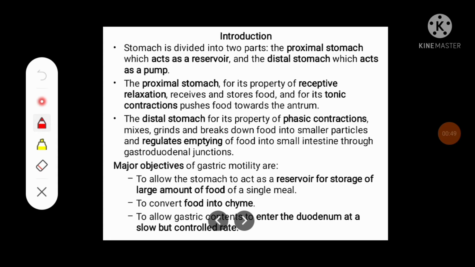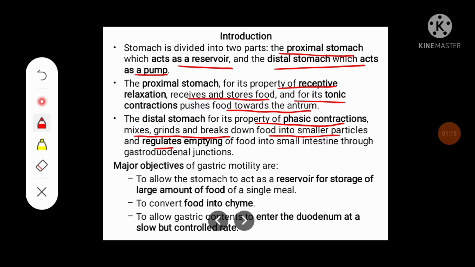Stomach is divided into two parts, the proximal part which acts as a reservoir and the distal part which acts as a pump. The proximal stomach, for its property of receptive relaxation, receives and stores food, and its tonic contraction pushes the food towards the antrum. The distal part, for its property of phasic contraction, mixes, grinds, and breaks down the food into smaller particles and regulates gastric emptying of food into small intestine through gastroduodenal junctions.